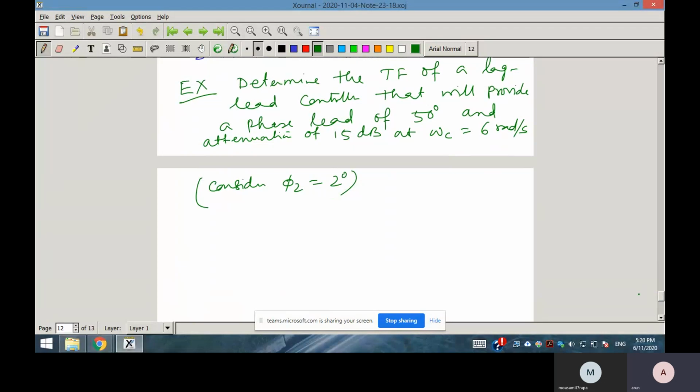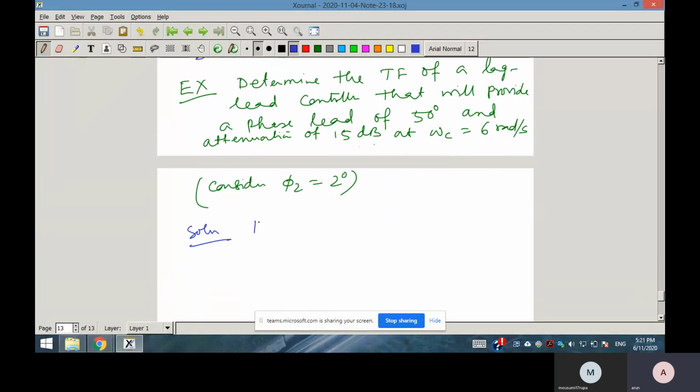but now we'll solve only this lag lead controller, and here how much phase lead is needed is given, and how much attenuation has to be given is also given. But in an actual problem, this much phase lead and this much attenuation will not be given. We have to find, depending on our requirement, how much phase lead is required and how much attenuation is required. So we will do the solution of this problem for the timing.